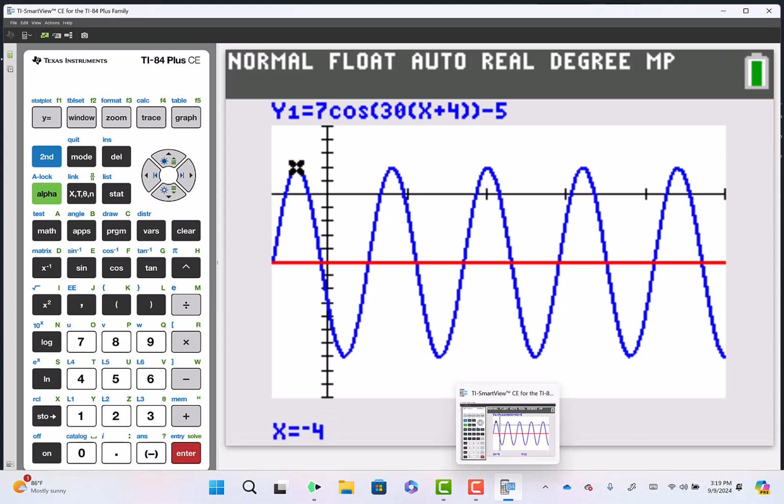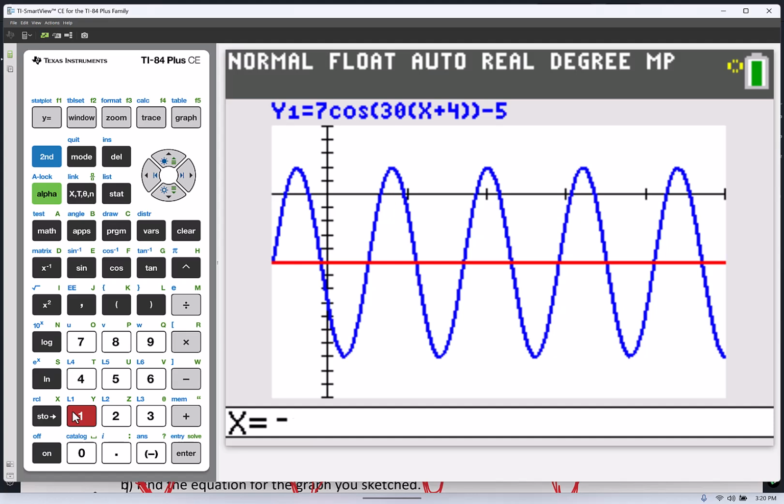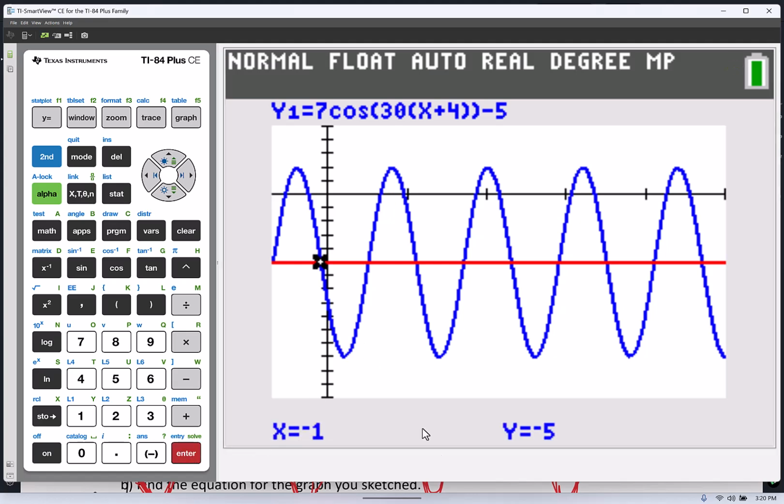Do you have a point right at the peak of 2? Yes. You don't have to push trace again. I know that I'm at the midline when I'm at -1. So now you can just push -1, enter, and check it out. It's right at the midline.